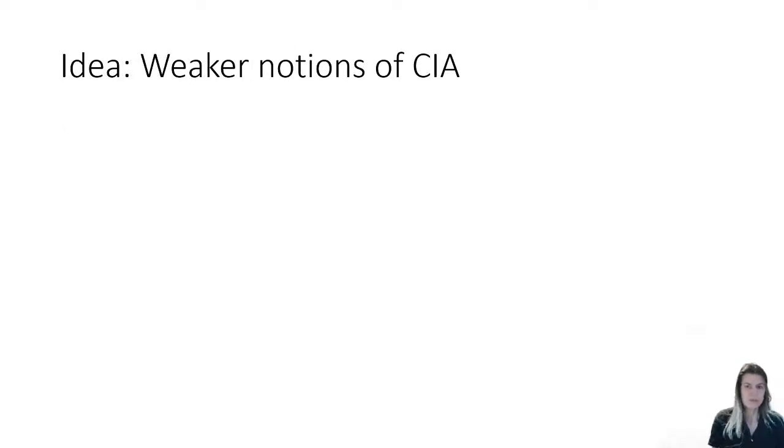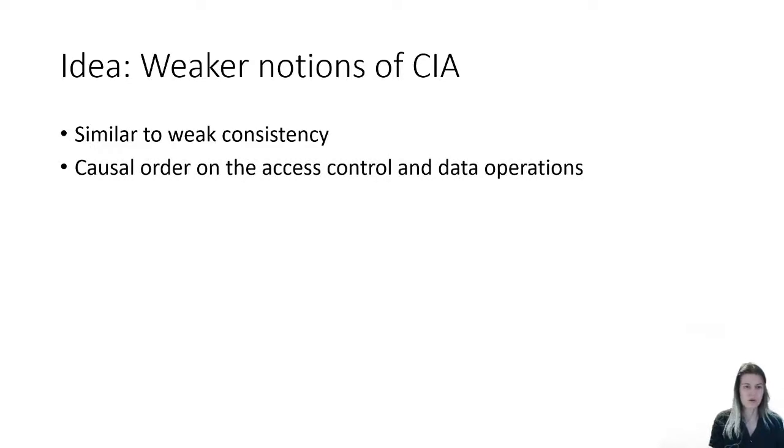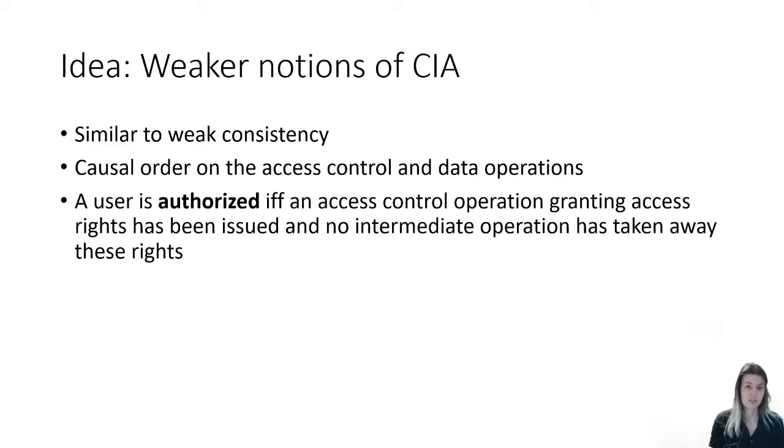Once we obtained the impossibility result, we were tempted to find out whether weaker notions of the three properties would suffice to keep data protected in a highly available distributed file system. Similar to as done with weak consistency, we established a causal order on the access control and data operations. Thus, we slightly changed the definition of authorization. A user is authorized if and only if there exist some access control operations that grant them access rights, and there exist no intermediate operations that have taken these away.